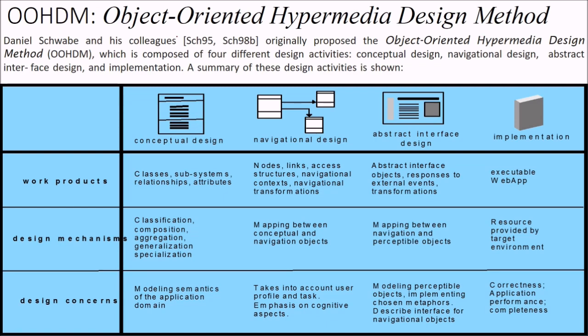Daniel and his colleagues originally proposed the object-oriented hypermedia design method, that is O-HDM, which is composed of 4 different design activities. First is conceptual design, second navigational design, then abstract interface design, and the implementation. Depending upon the work products, the design mechanism, and the design concern, they talked about what needs to be done in conceptual design, what has to be done in navigation design, what needs to be taken care of in abstract interface design, and finally the implementation.